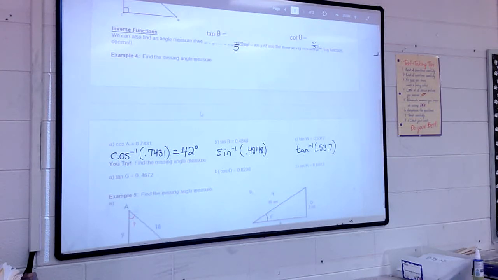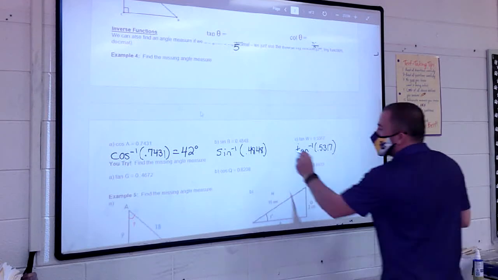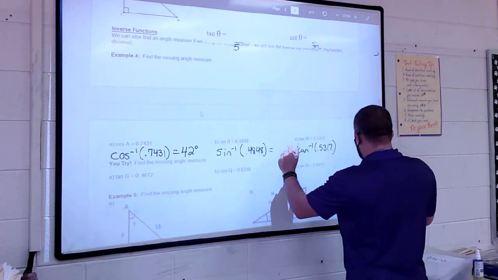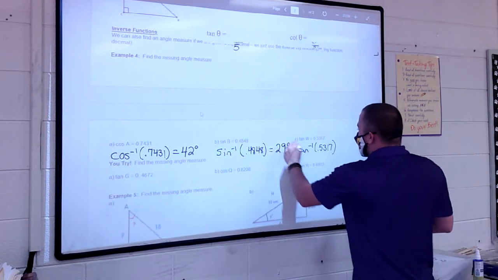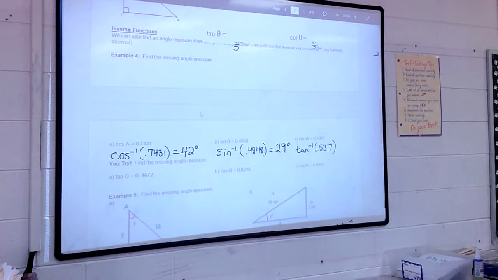So let's look at sine of 0.4848. You got to get second sine to get that little negative. What does that one round to? About what? About 29 degrees. I got 28.999. Anybody else get that? Okay, good. So that's second sine.